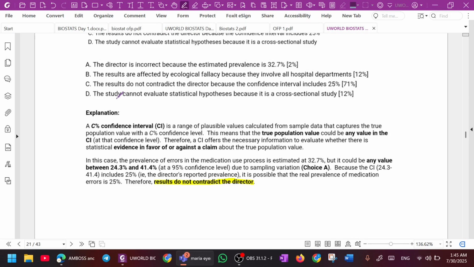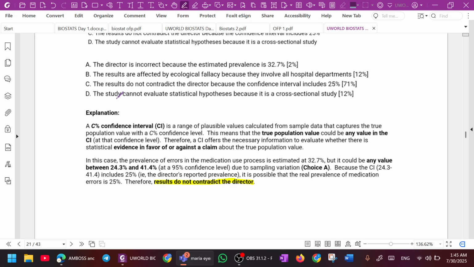A confidence interval is a range of plausible values calculated from the sample data that captures the true population value with a confidence level. This means that the true population value could be any value in the confidence interval. Therefore, the confidence interval offers the necessary information to evaluate whether there is statistical evidence in favor of or against a claim about the true population value.